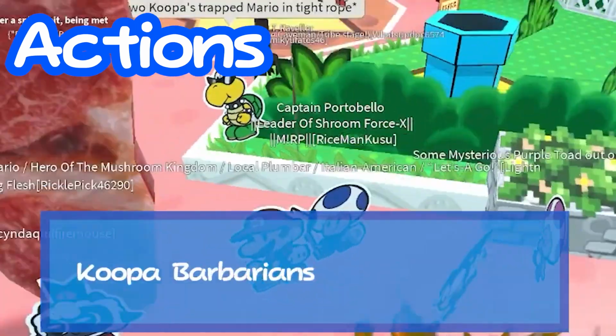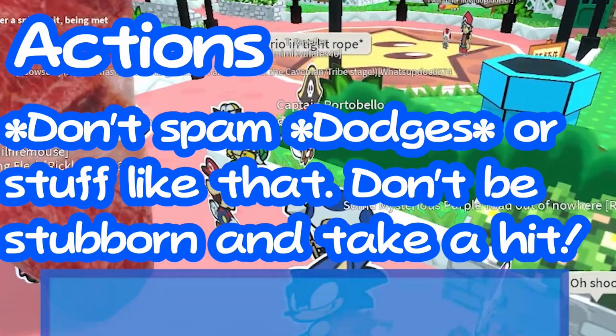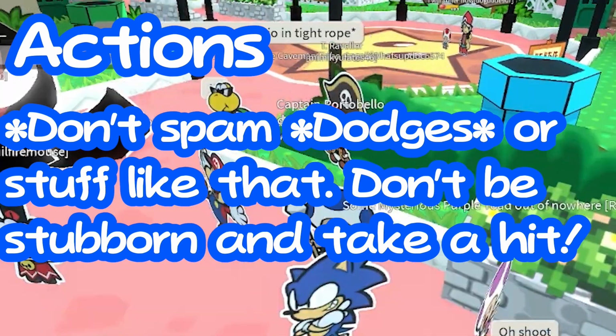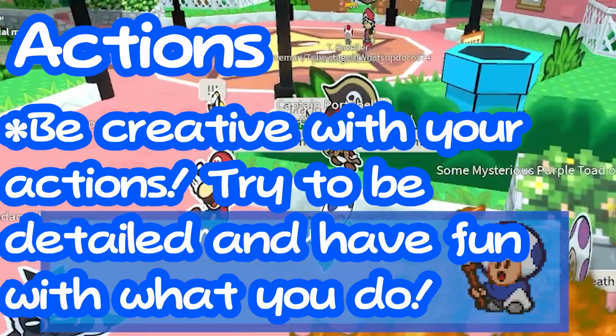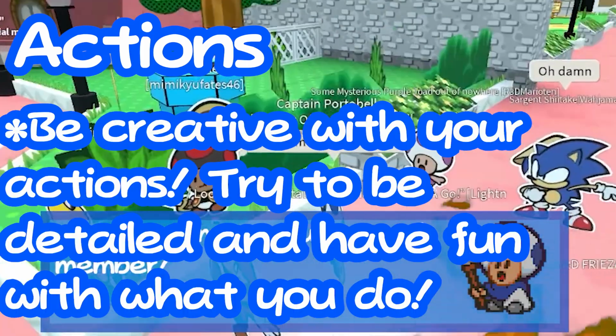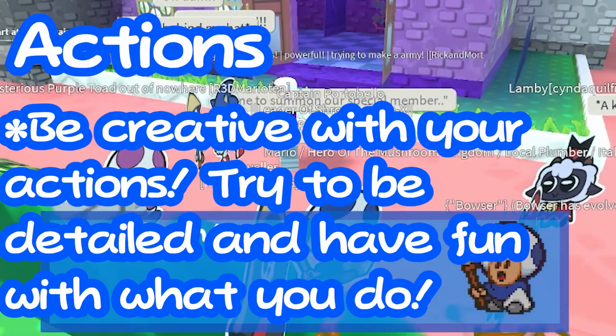Now when it comes to something like actions, if you're being attacked, don't just keep saying dodges or blocks over and over, because that just essentially brings the roleplay to a halt. If you were attacked, try to be a good sport about it and react accordingly, or in the very least, make a creative way for you to avoid the attack.